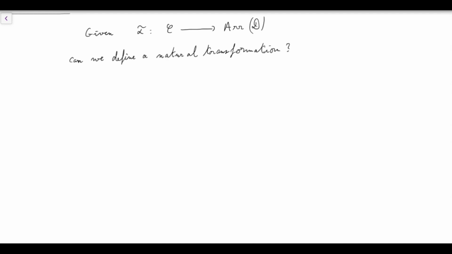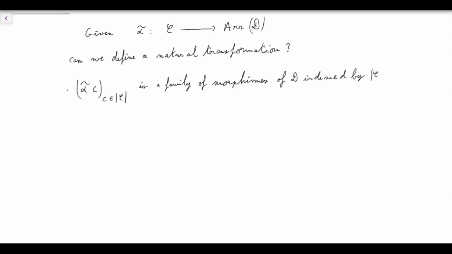That is, can we define from a functor from C to ROD some natural transformation? Well, remind that a natural transformation is a family of morphisms of D indexed by the object of C. We already have such a family handy. We just apply alpha tilde at each object of C. It would give us an object of ROD, so an arrow of D.